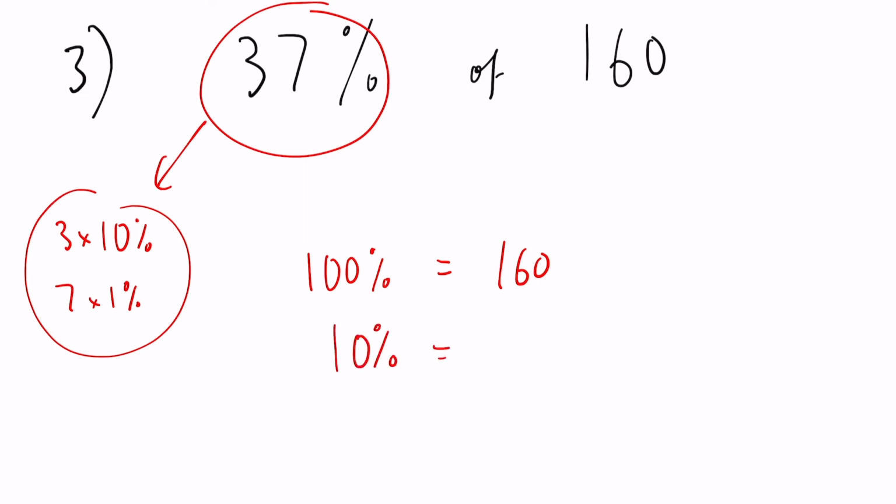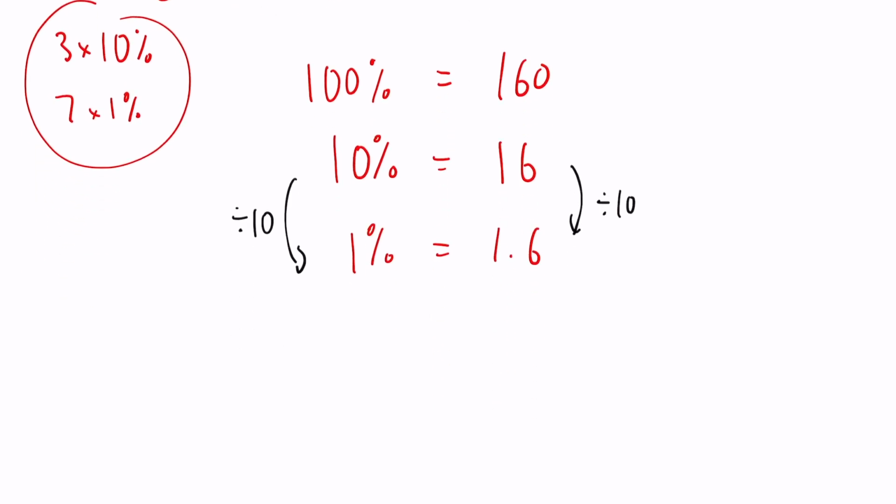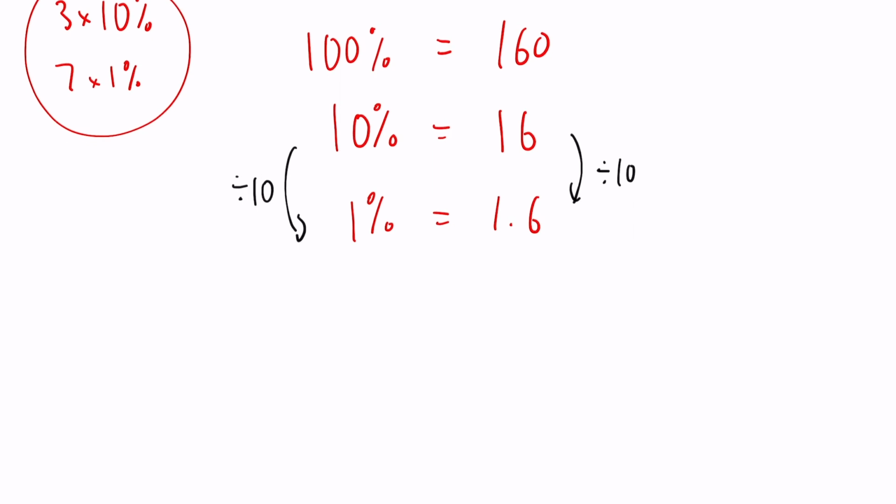We know that 10% is going to be 16, as we simply divide by 10 just like before. And to get to 1%, we actually have to divide by 10 again after that. So that is going to leave us with 1.6. Now, looking back at our building blocks, we're going to need 3 lots of the 10%, which is 3 lots of 16, which is 48.